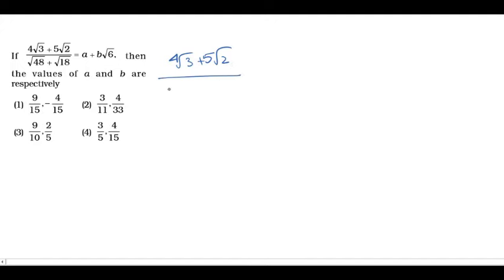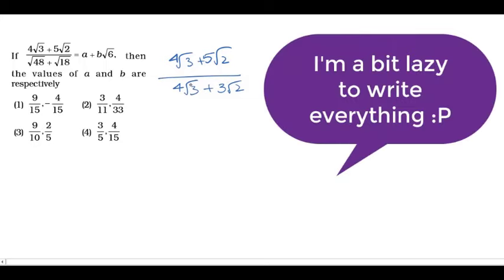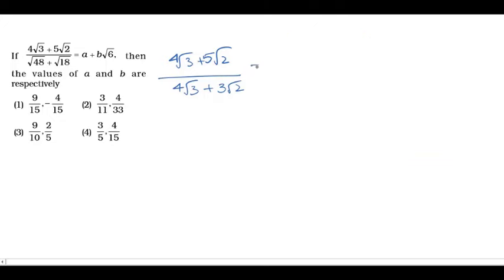Now root 48 can be written as, what can it be written as, 16 threes are, that is 4 root 3. Is it 4 root 3? Yes. And then this is 18, that is 9 twos are, which means 3 root 2, right? So basically when 4 goes inside it becomes 4 square, 3 goes inside it becomes 3 square, so 9 into 2 is 18, similarly 4 square, 16 into 3 is 48. So yeah, we simplified a bit, and this is equal to a plus b root 6.